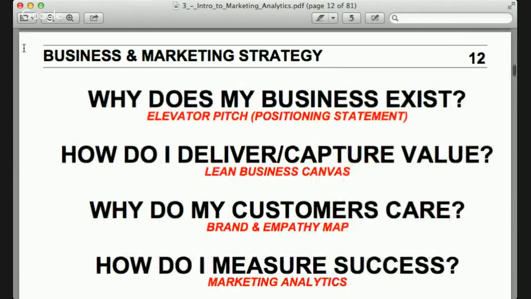Remember, before we looked at the questions, or tried to answer the questions, why does my business exist? And we answered that with something like an elevator pitch or a positioning statement. A lean business canvas is good to explain how we deliver and capture value. Why our customers care often has to do with our brand and our empathy map. And ultimately, the question of how do I measure success comes down to marketing analytics and the next lesson, which will be on statistics and KPIs.